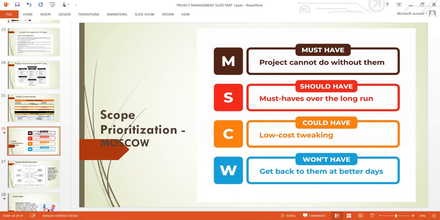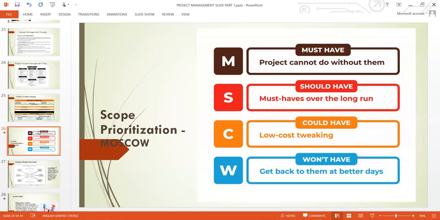MoSCoW analysis is a very powerful project management tool or technique that we use to prioritize not only our scope, but even our requirements. Anything you are doing, you need to prioritize your activities in order of importance, and then start working on them. M in MoSCoW is for must. Under must, you list all the things that must be done. Then there are those that should be done.